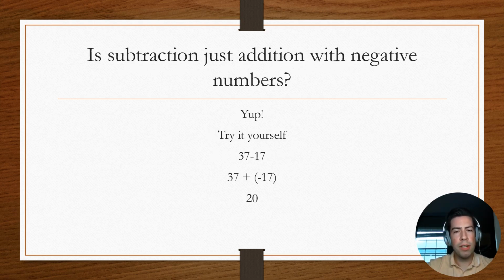Okay, now here's my question for you. Is subtraction just addition with negative numbers? The answer to this question is yes, okay? So you can go ahead and try it for yourself. If we have 37 minus 17, this is the same thing as saying 37 plus negative 17, which is in fact 20. So I'm not even going to cover subtraction because all you need to know is addition.